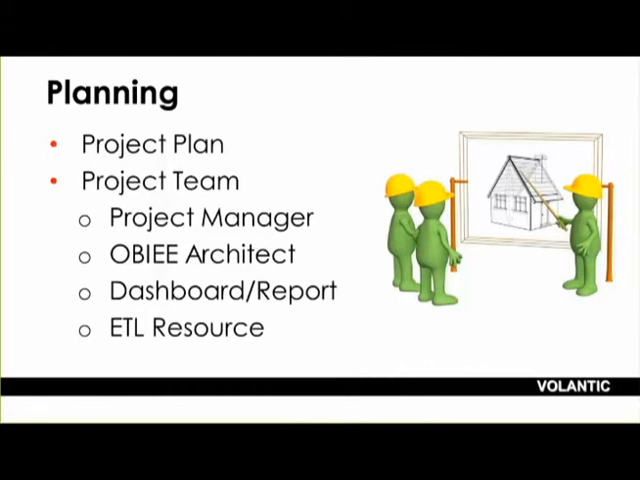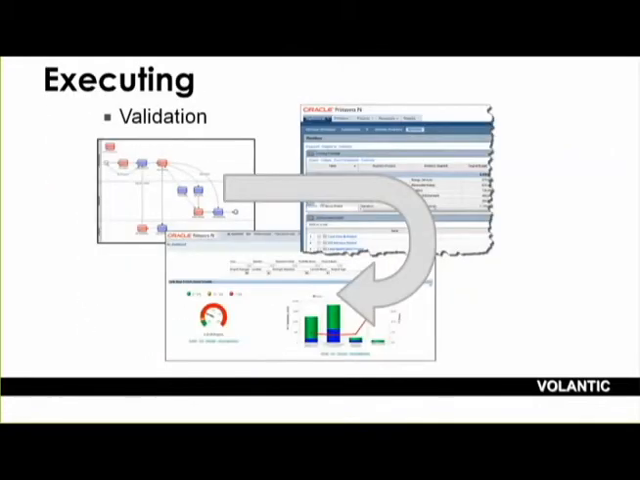So typically, we'll put together a project plan, and a project team usually consists of a project manager, an ODI architect, a dashboard and report creator, and an ETL resource. Often for smaller projects, the ODI architect and ETL resource are one resource, but on larger projects, that actually gets expanded out and probably into more roles. So as part of that execution, we're going to validate what we put together. We want to make sure that the workflow that goes from Primavera into BI actually is a smooth transition and is actually exposing the data that we want to see.